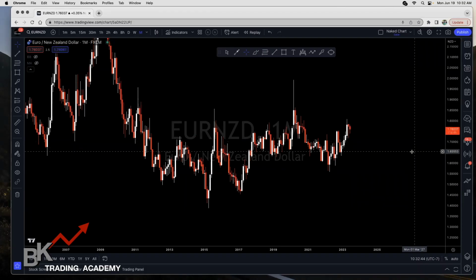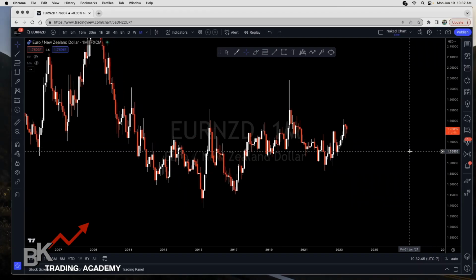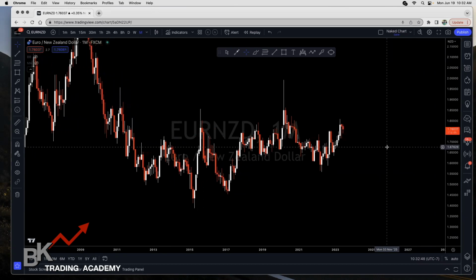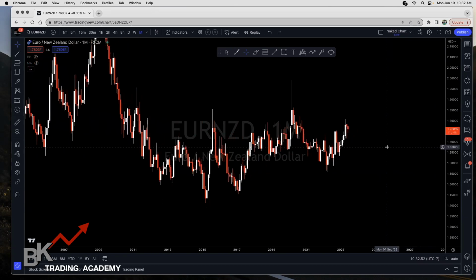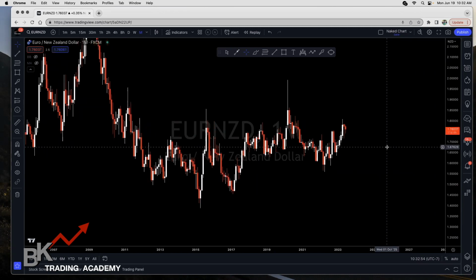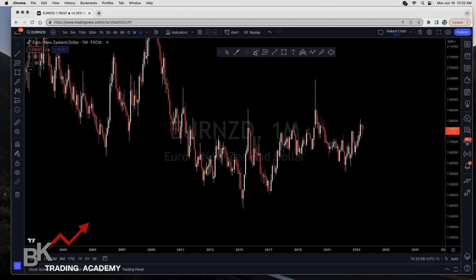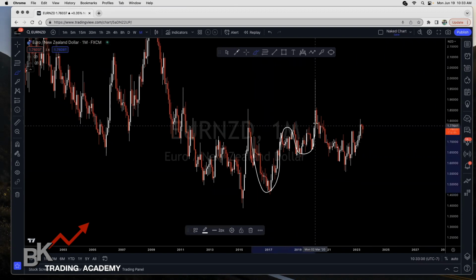All right, so the first thing we're going to do is take a look at the monthly and get an overall feel for what the price action is doing. So would you say that this trend is upward or downward or sideways, or it's just doing a little bit of everything, right? We went up, we broke higher, created a new high, came back down.